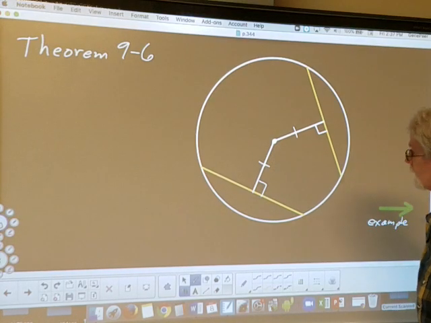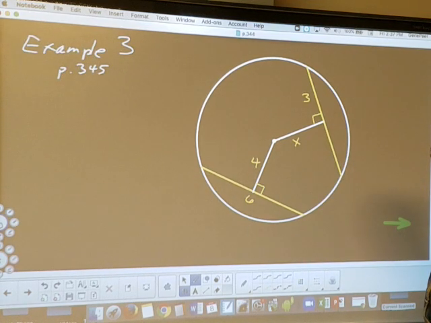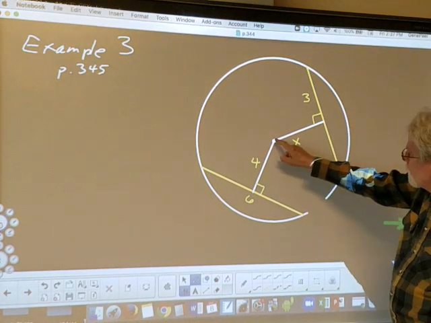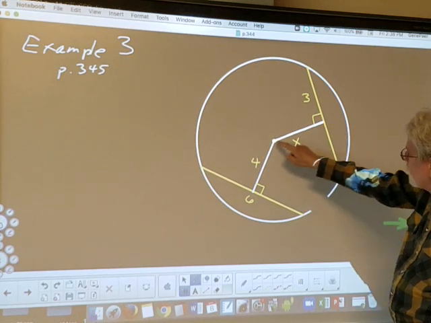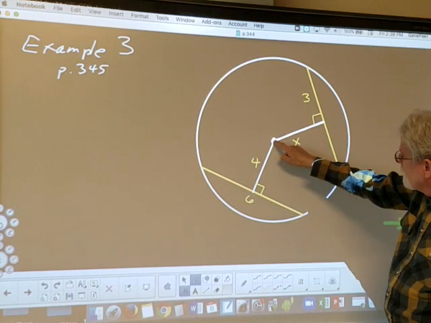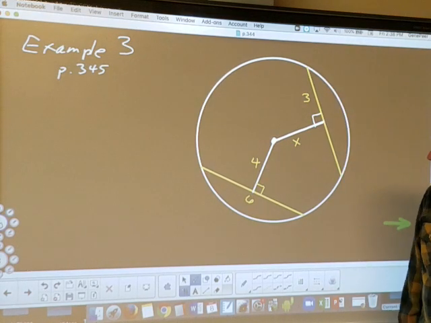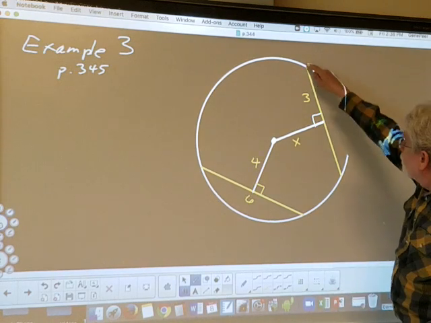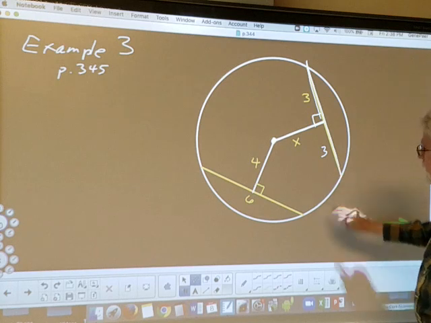And on that note, we dive right into the last example in the section. Example 3 from page 345. First of all, here we have one of the situations again where we have a piece of a diameter because it goes through the center and it's perpendicular to a chord. That means that that chord has indeed been bisected. So if this is 3, this must be 3, making the whole thing 6.